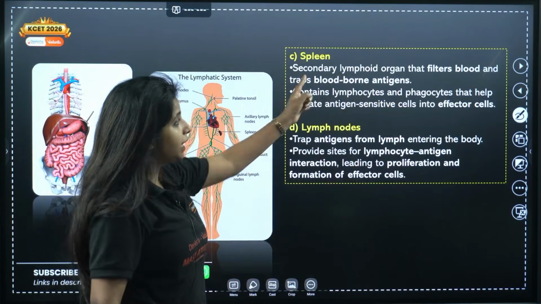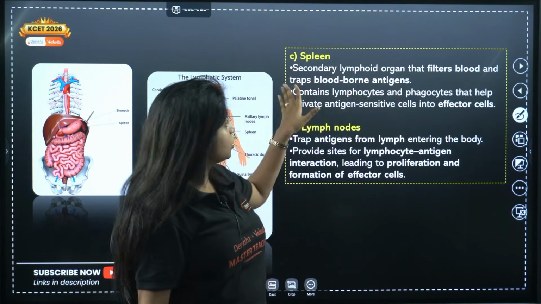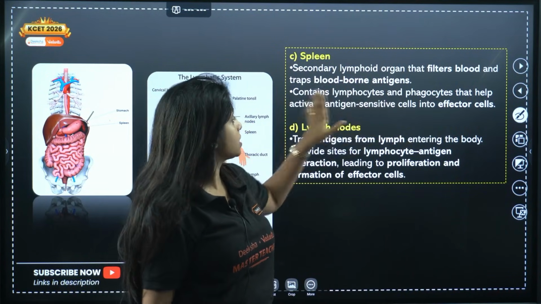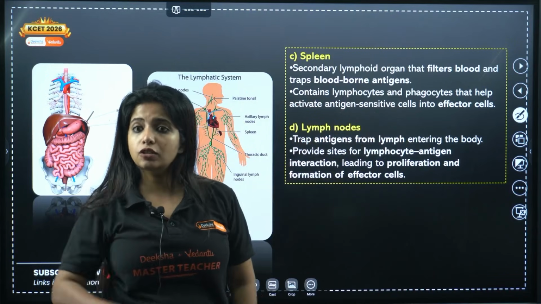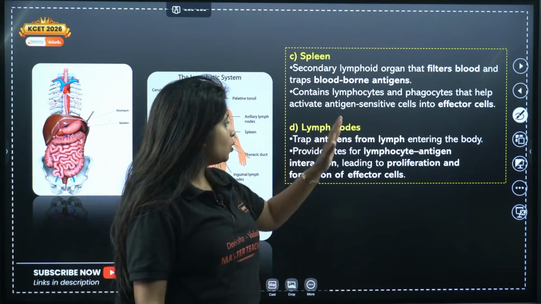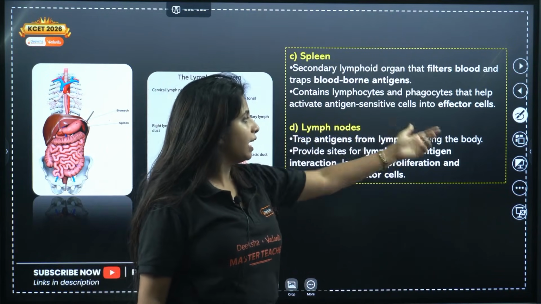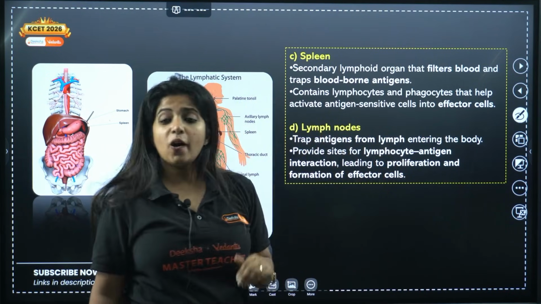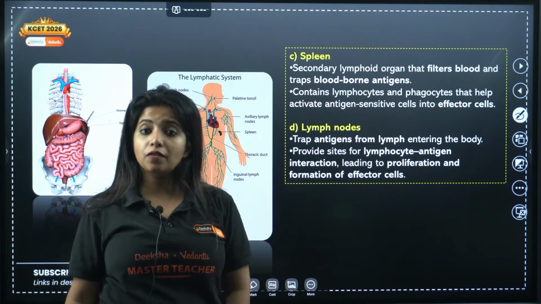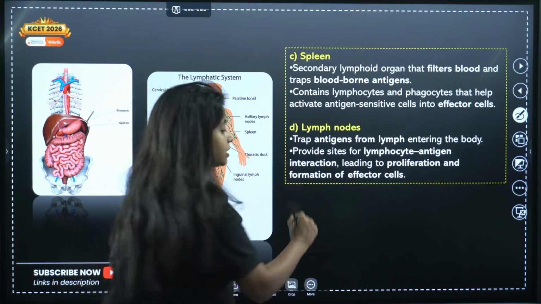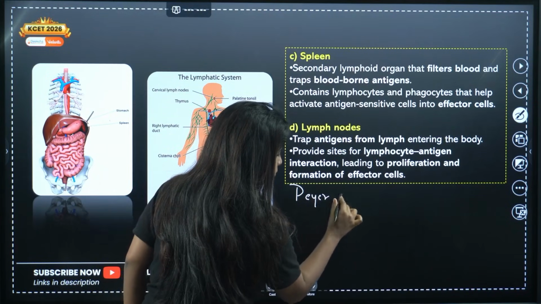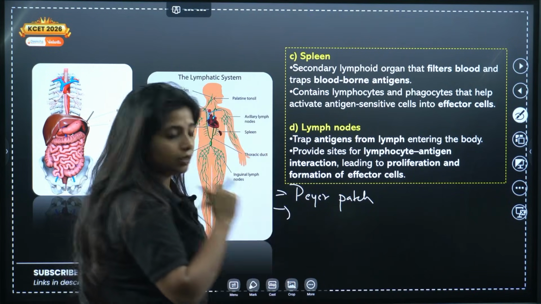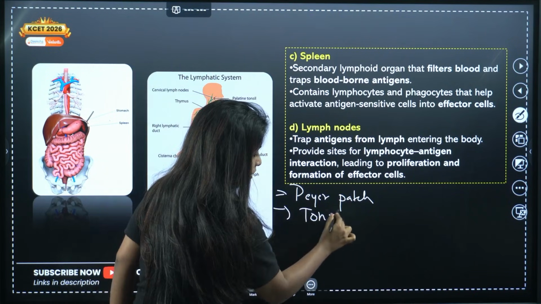Now, spleen is a secondary lymphoid organ that filters blood and traps blood-borne antigens. It contains lymphocytes and phagocytes that help activate antigen-sensitive cells to effector cells. Same thing. Lymph nodes trap antigens from lymph entering the body, providing sites for lymphocyte antigen interaction. Now, apart from that, ma'am, do we have other secondary lymphoid organs? Yes. In the intestine, we have Peyer's patches, and we also have tonsils over here.